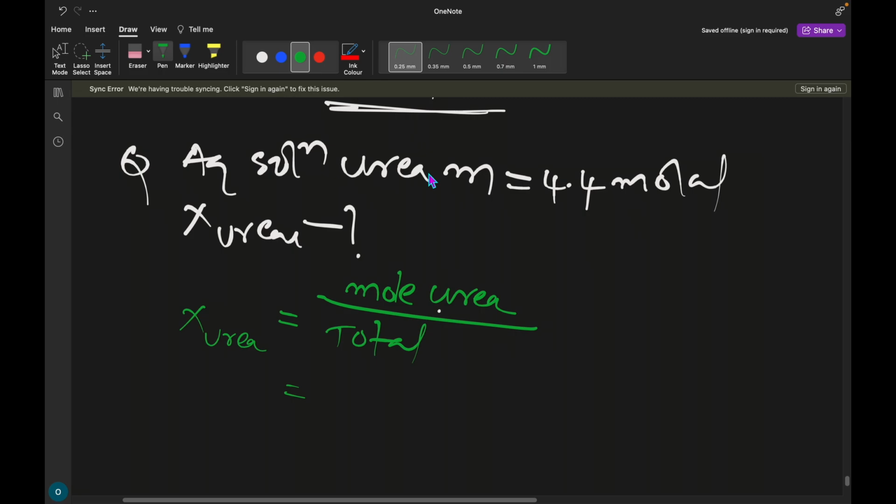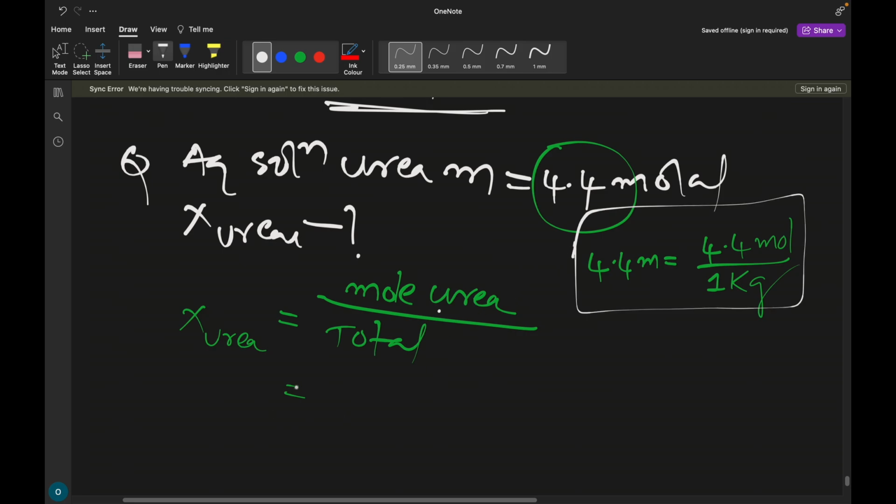How many moles of urea are there? What do you mean by this? If you understand this term, it is enough. 4.4 molal equals how many moles are there in how many kilograms of solvent? 4.4 moles in 1 kilogram of solvent. That's the meaning here. So my mole fraction of urea would be moles of urea 4.4 divided by moles of urea 4.4 plus moles of water. What do you say? It is an aqueous solution, so it is water.